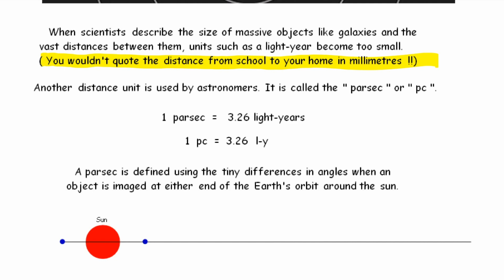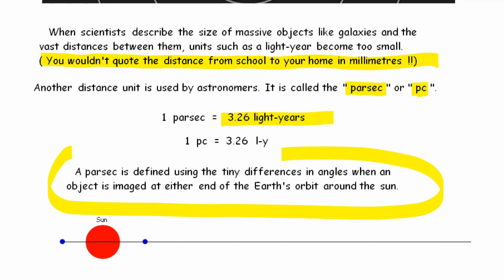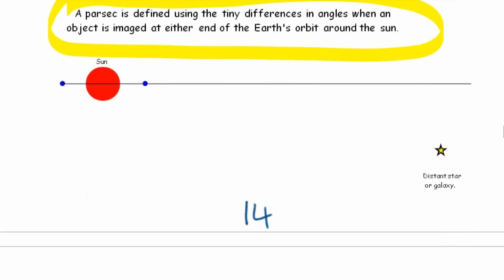So another distance unit is used by astronomers. It's called the parsec, written down in short like that, which is 3.26 light years. And there's a bit more information there that you can read through at your own leisure in terms of where it came from.